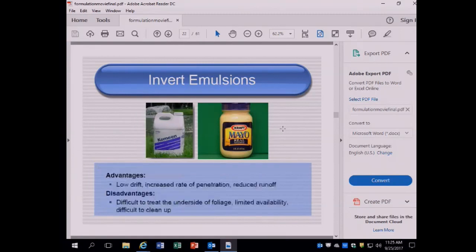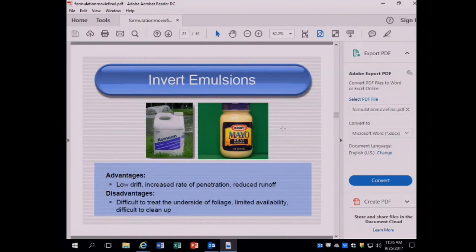There are not many invert emulsions that are used in the pesticide industry. There was one they called Comine. I don't know what it is. But the advantages of invert emulsions, from the pesticide aspect of it: low drift, increased rate of penetration and reduced runoff. Disadvantages: difficult to treat the undersides of foliage, limited availability, and difficult to clean up.